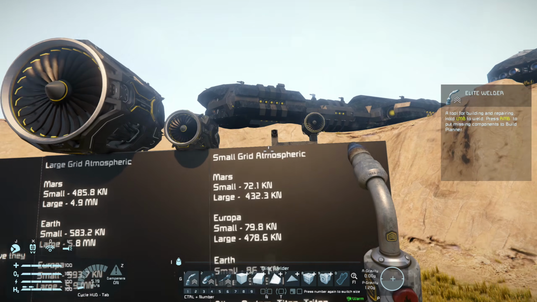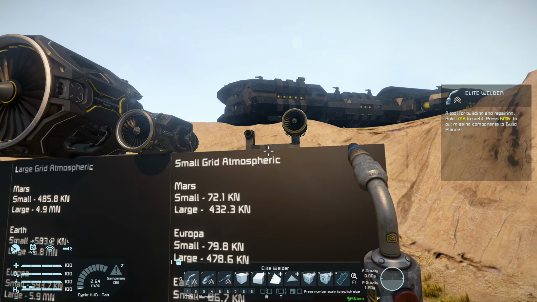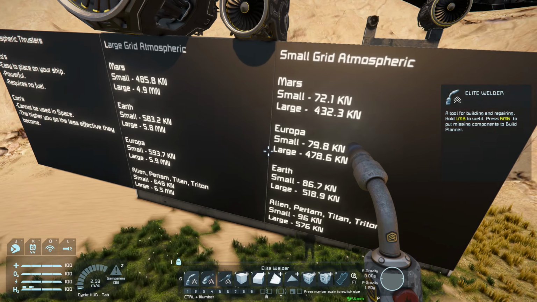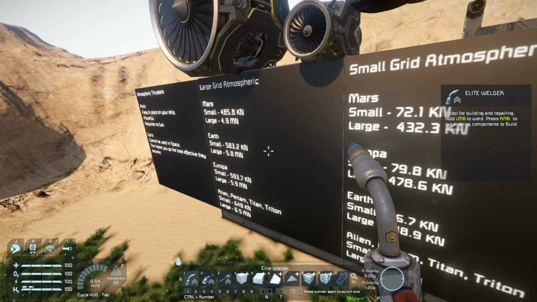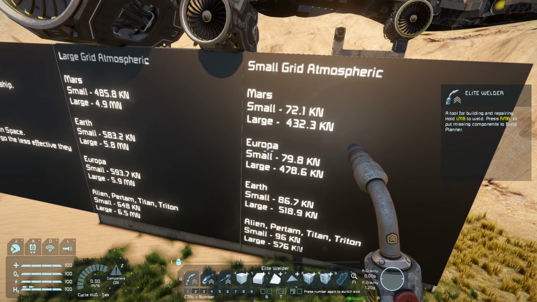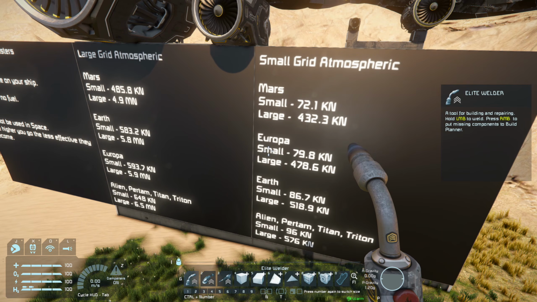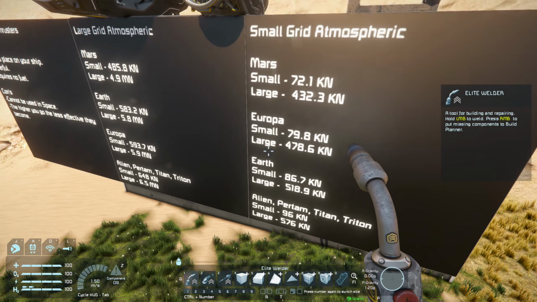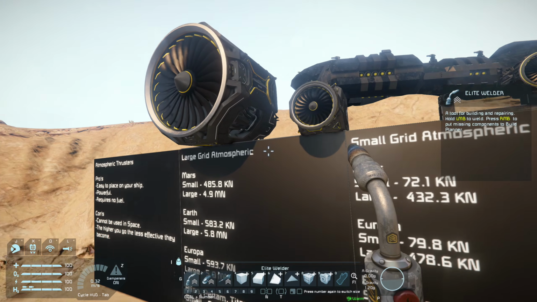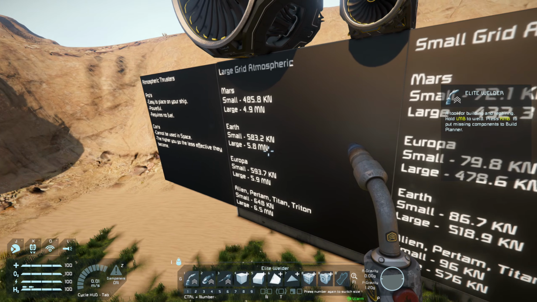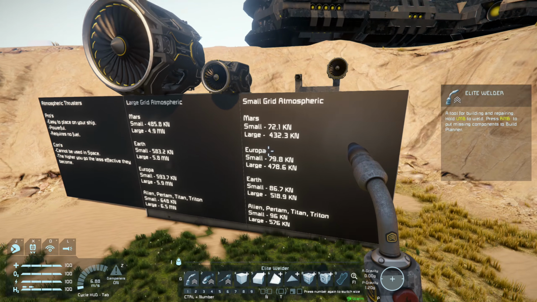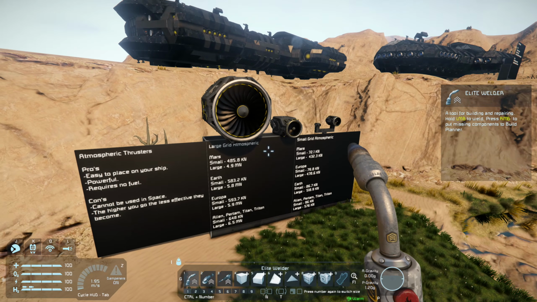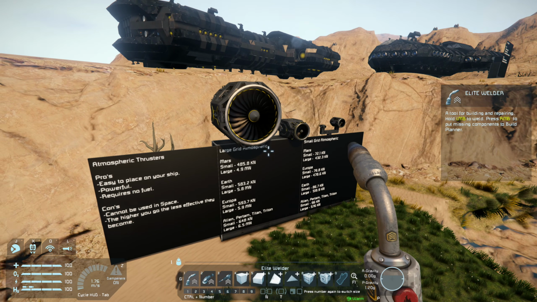And yeah, the same is true with the small grid atmospheric thrusters. You can see the only real difference here is that small grid atmospheric thrusters are less strong on Europa than they are on Earth, whereas the large grid variants are the other way around. I actually found that to be quite interesting. So yeah, that is basically everything you need to know about atmospheric thrusters.